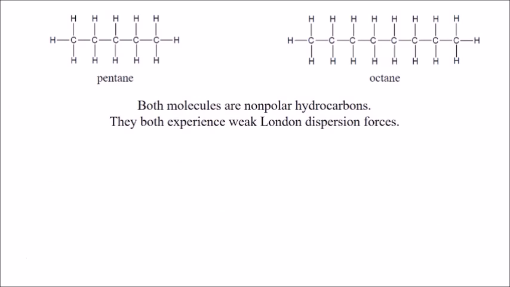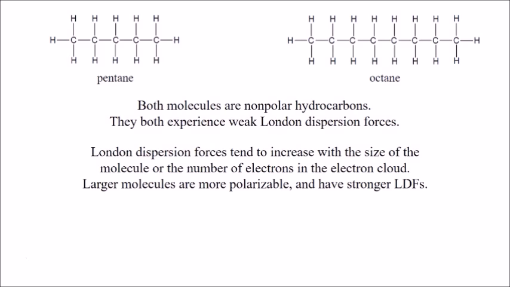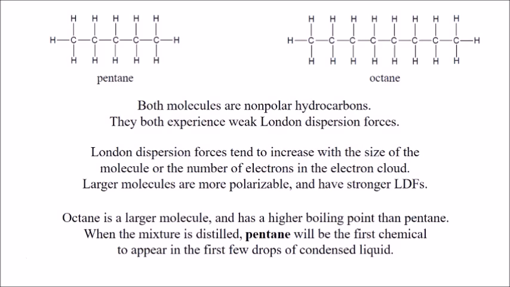Well, since both pentane and octane are hydrocarbons, they are non-polar, they experience weak London dispersion forces. How do we compare the strength of the London dispersion forces? Well, it's based on the size of the molecule or the size of the electron cloud. Larger molecules are more polarizable and have stronger London dispersion forces. So in this case, octane is the larger molecule and has a higher boiling point than pentane.